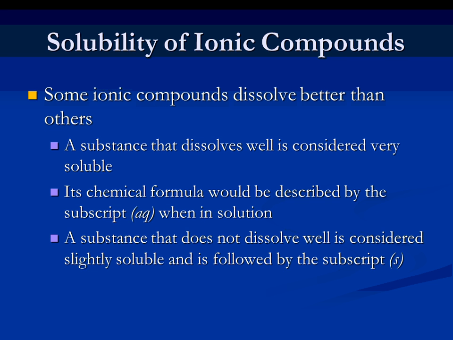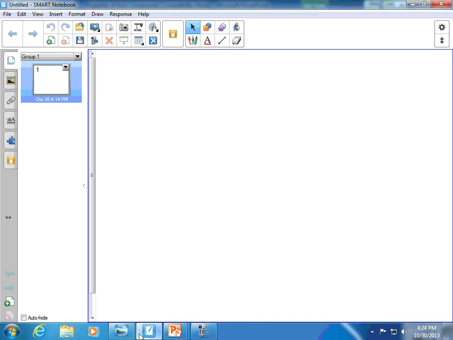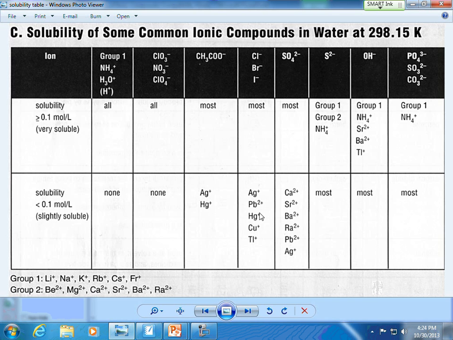Now, with ionic compounds, there is a solubility table. And if we look right here, is our solubility table of some of the common ionic compounds. Now we can see anything from group 1, anything that has NH4 or NO3, it is very soluble, meaning anything with these components would be very soluble, so it would break down in water.